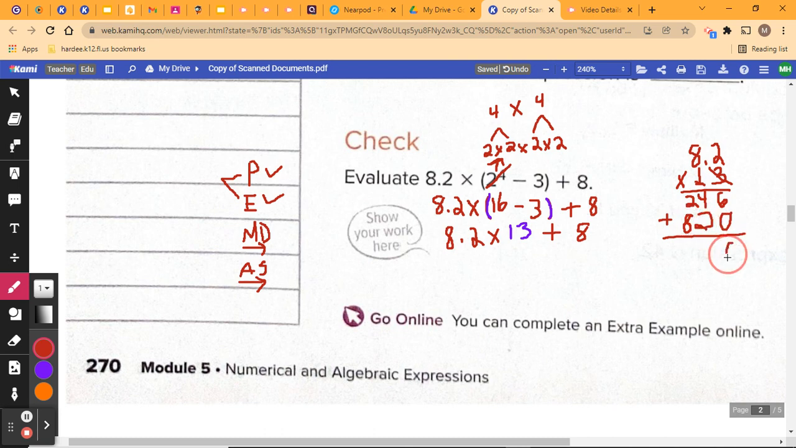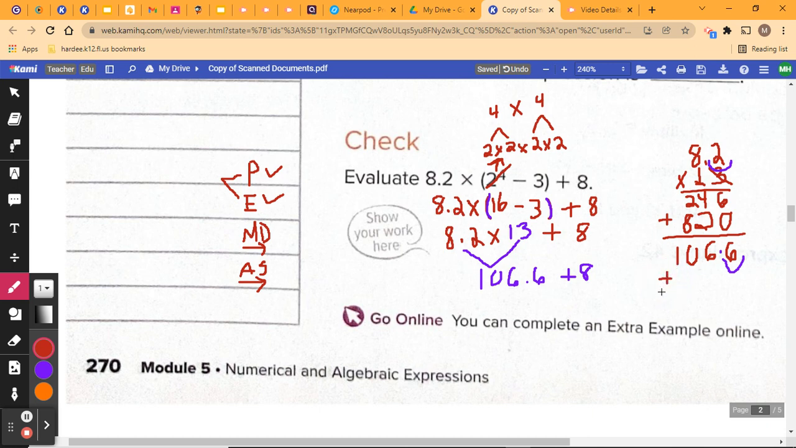Okay, so we get 6 here. And then 10. But don't forget your decimals. So it was 8.2. That's 1 decimal place. So my answer has to have 1. Okay, so now we copy that down. So this became 106.6. And we got to add 8. And that should give us our answer.